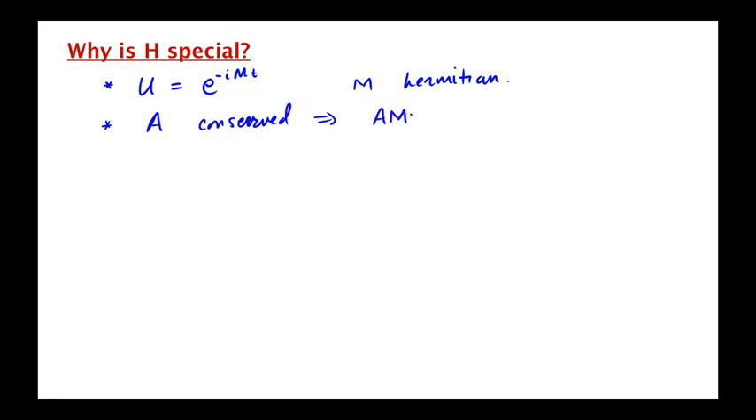Okay, so what have we learned so far? What we've learned is that first, just from the fact that we have unitary evolution, it follows with a little bit of work, which we won't go into, that U must be of the form e to the minus iMt, where M is Hermitian. And the second thing we know is that if A is conserved, then A must commute with M.